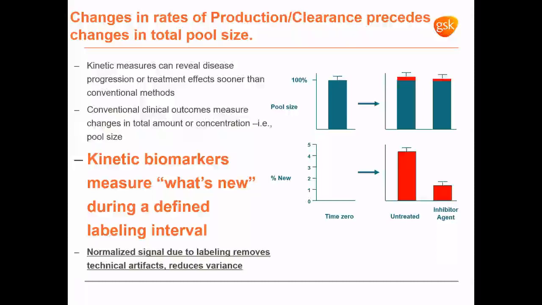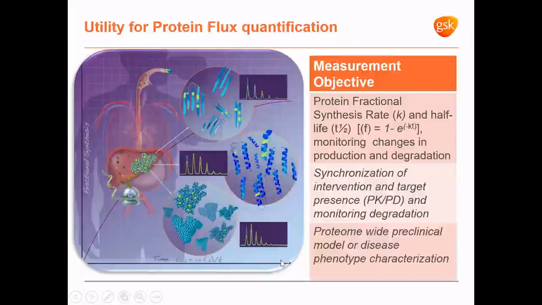We can very temporally dissect our treatment effects or drug effects. And importantly, because we're looking at the isotopic profile distribution, the way we do the analytic, it's normalized. So everything is normalized to itself. And that removes technical variance, which is really quite exciting.